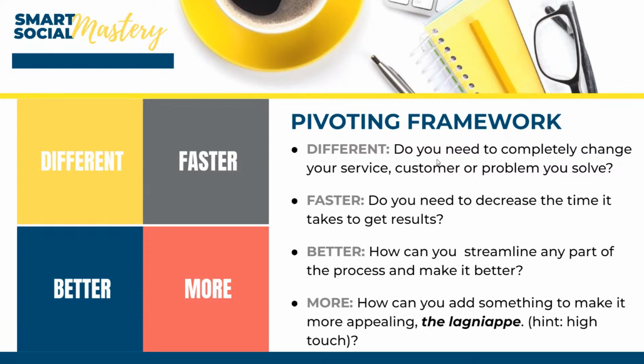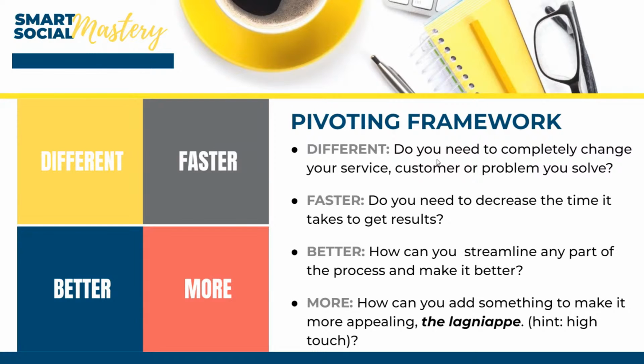Then you can go to the faster bucket and say, do you need to decrease the time it takes for them to get results with your current product in that category? Maybe you can't go faster, maybe you can. Can you remove a step? Can you do a step for them to make it easier for them to get to that point? It just depends. And then better, how can you streamline any part of the process and make it better?